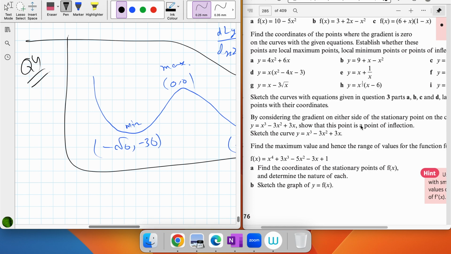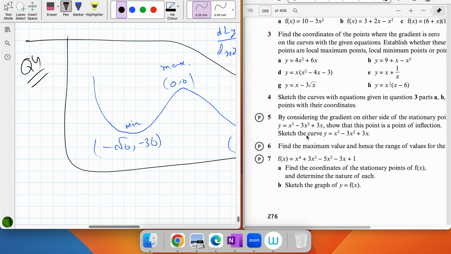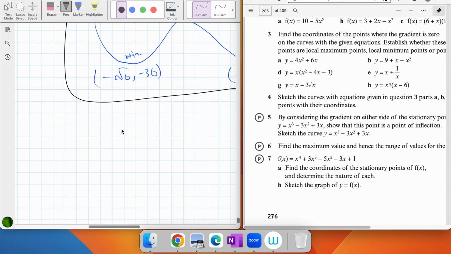By considering the gradient on either side of the stationary point on the curve y equals this, show that the point is a point of inflection. Sketch the curve. Okay, now the demand of the question is different: show this through the given path. For example, we solve this question.